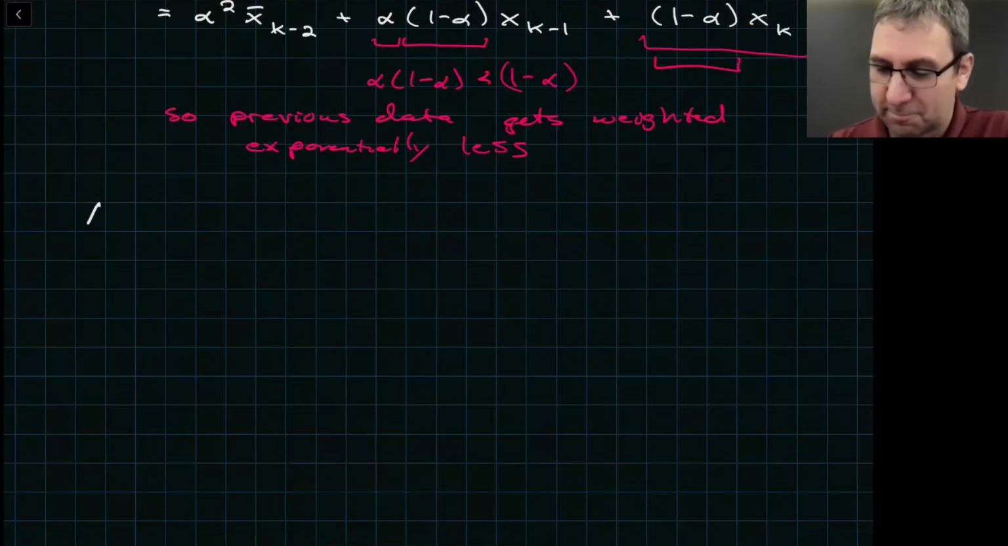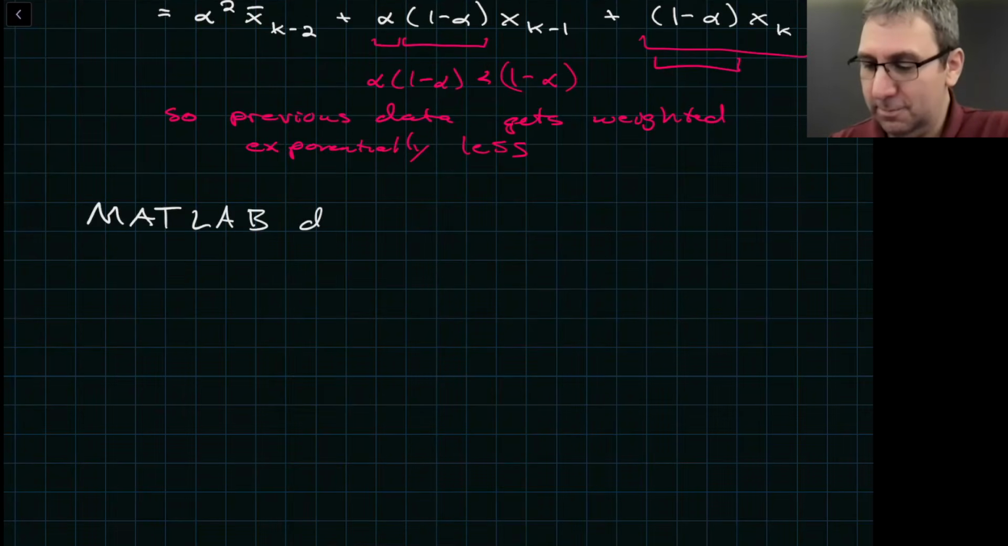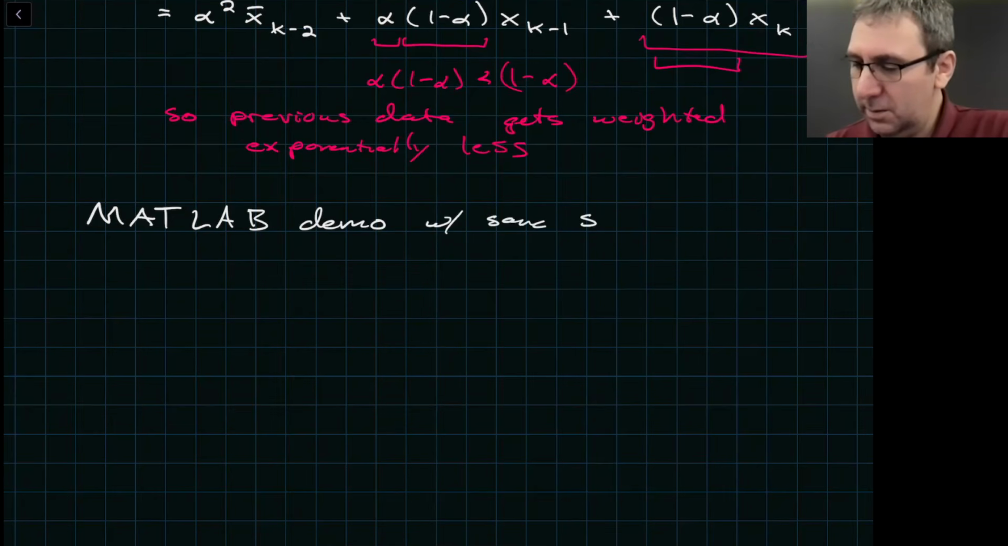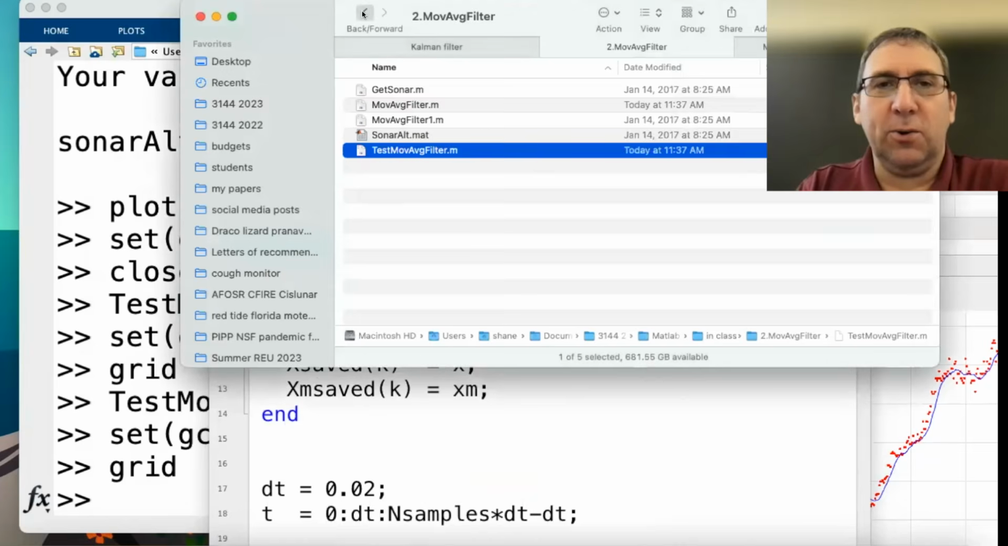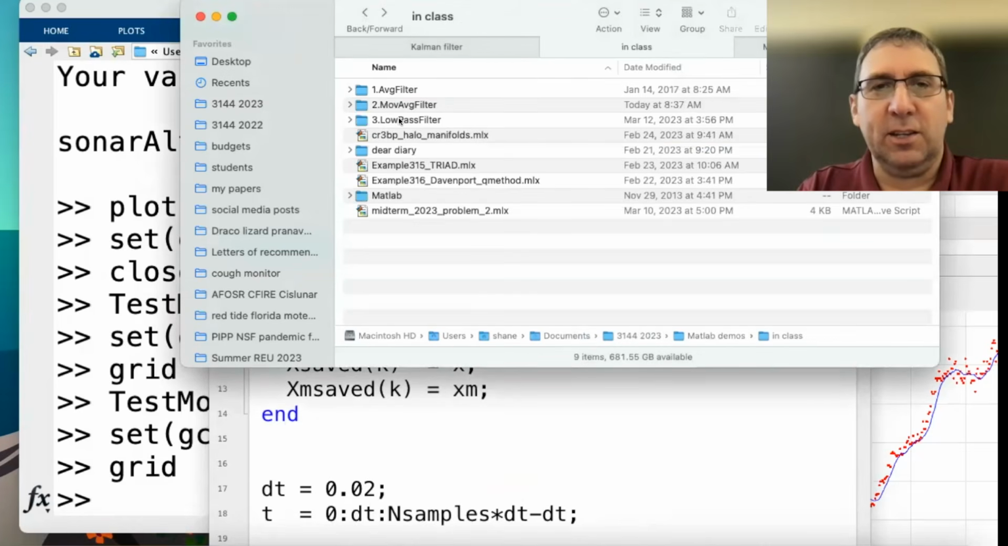So let's just do another MATLAB demo. Same sonar altitude data. I'm now going to this thing that says number 3, low pass filter.